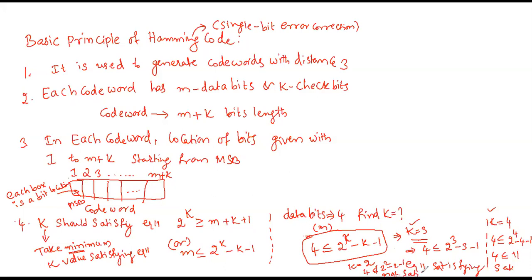Whenever they give data bits, we need to find how many check bits are needed. For that, you have to use this equation: M should be less than or equal to 2 to the power of k minus 1. Start with k equal to 1, check whether it is satisfying or not, then go to 2, 3, 4. Here k equal to 2 is not satisfying, 3 is satisfying, 4 is satisfying. Then which one is considered? Consider the minimum one. So k is 3.